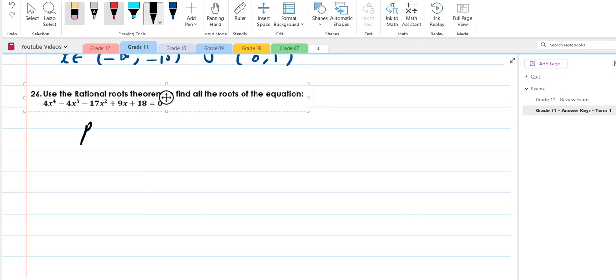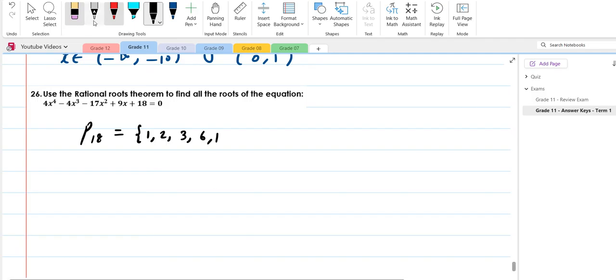So factors of 18. 1 can divide 18. 2 can divide 18. 3 can divide 18. 6 can divide 18. 12 can't divide 18. After 6 is 9. 9 can also divide 18. And then 18 can divide 18. These are all the possible factors of 18 and all the possible factors of 4, which is the leading coefficient.